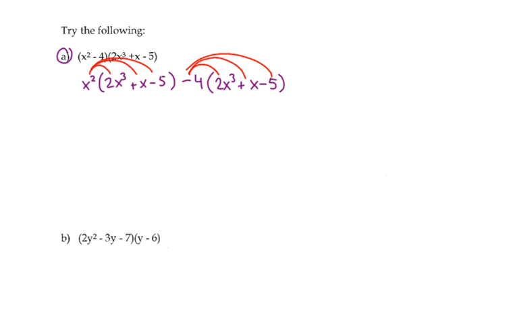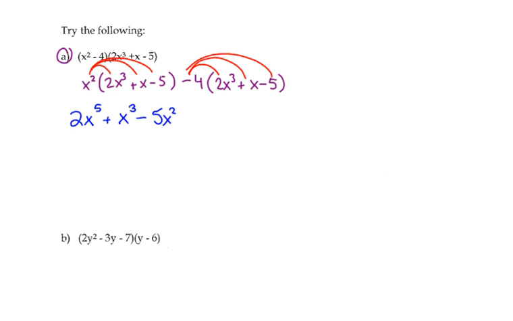So first we have x squared times 2x cubed. You should add 2x power of what? 5. Yeah, we add our powers when we're multiplying. X squared times x, 1x cubed, right? It's just a 1 times 1. You don't have to write a 1. X squared times negative 5, negative 5x squared. Yeah, we just write them beside each other if one's a coefficient, one's a variable.